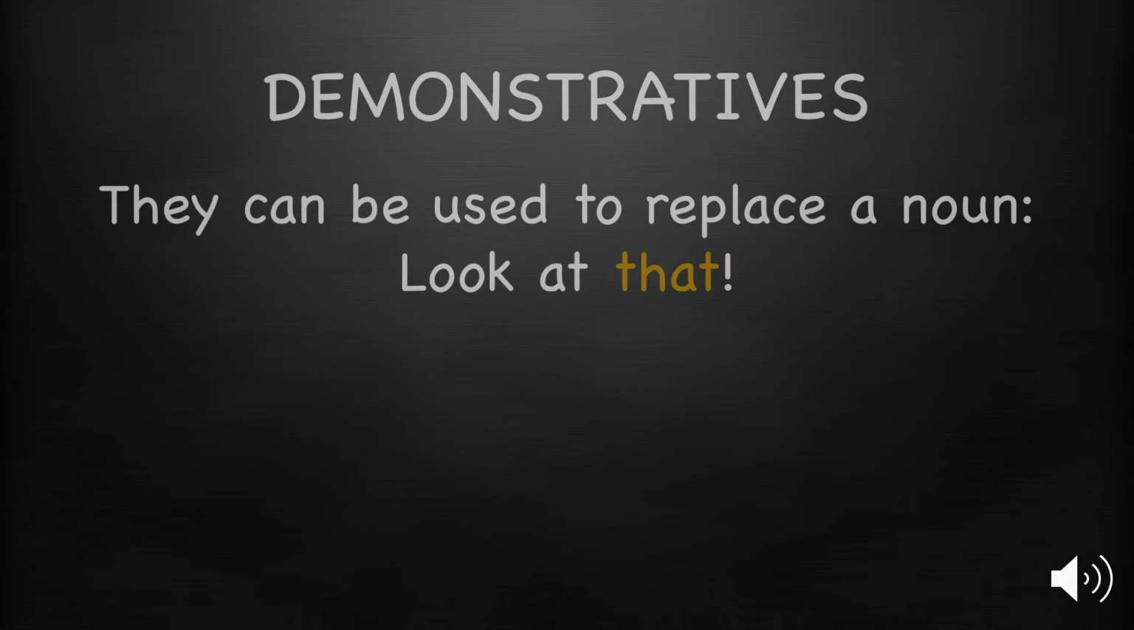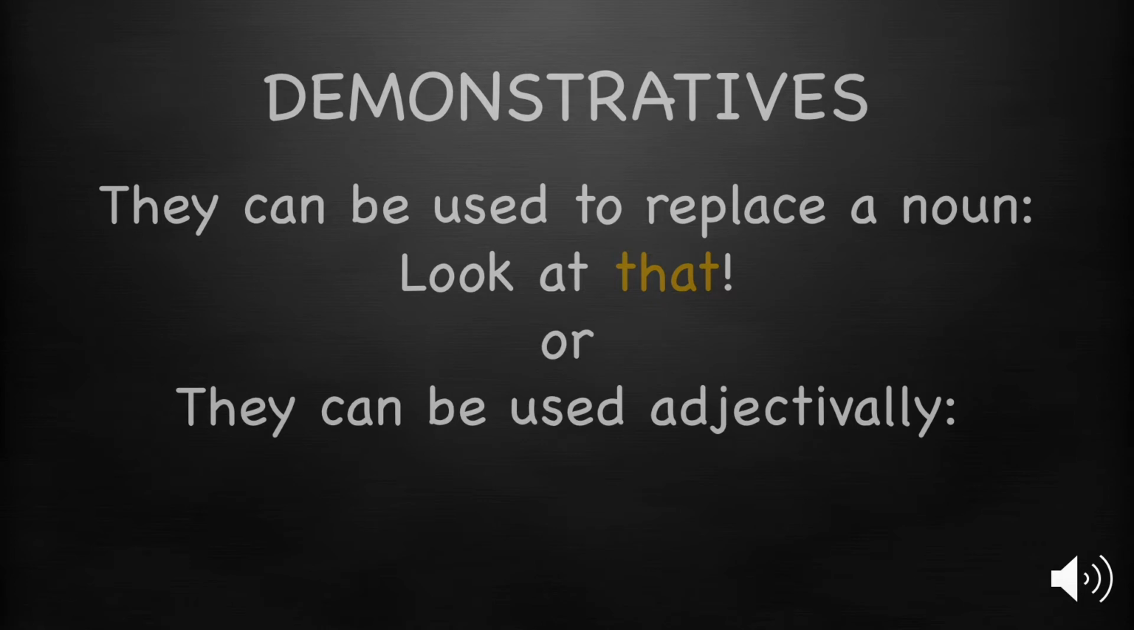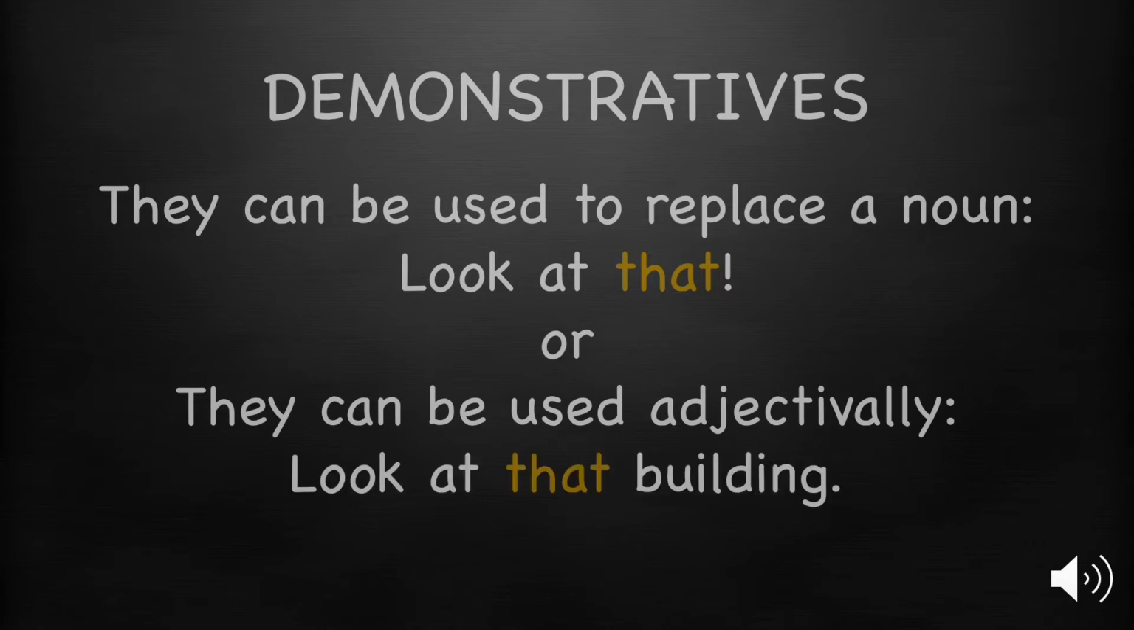Consider the sentence, look at that. The word that is our demonstrative. It's not describing a noun, it's replacing a noun. Or, of course, the demonstratives can be used adjectively. Look at that building. Our demonstrative is the word that again, but in this sentence it's answering an adjective question. Which one? Which building? That building.